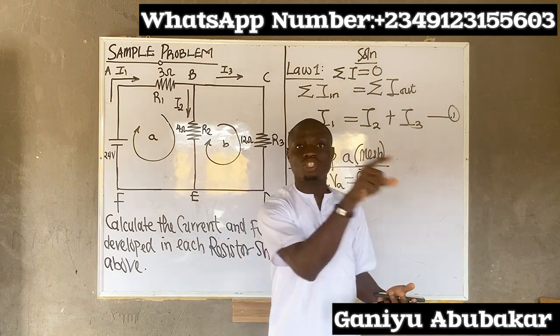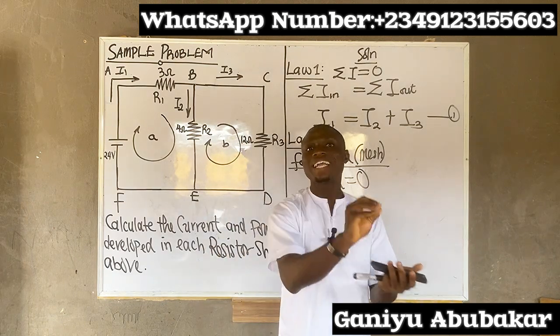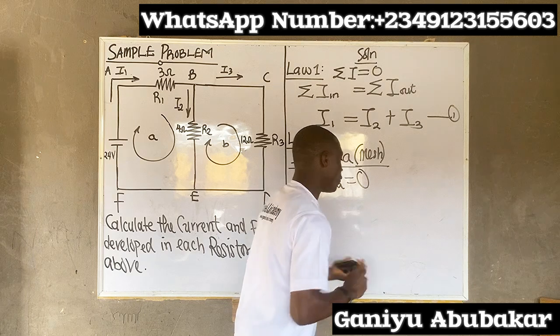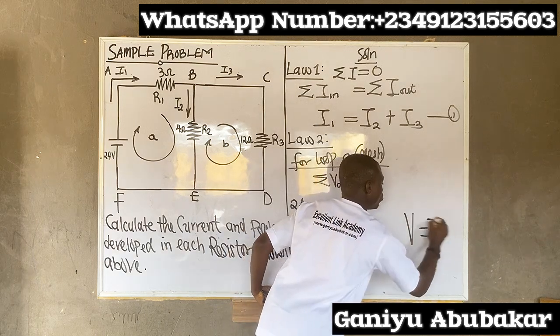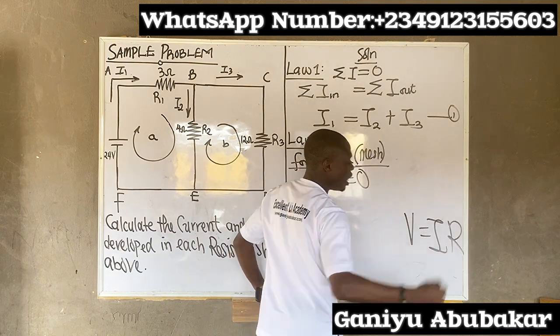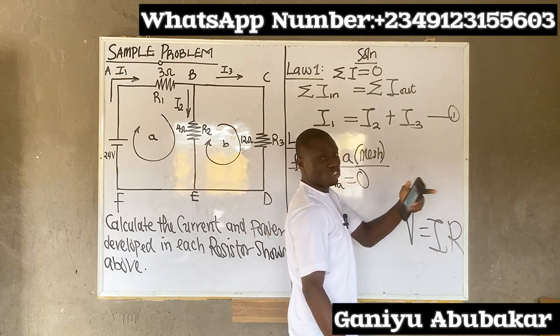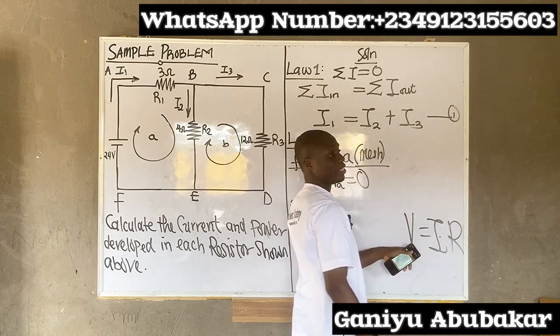Just multiply that resistor by I, that's all. So I times R gives you V. The voltage from Ohm's law says V equals IR. If I have a resistor, I can convert it to voltage. How? Multiply I with it, that's all.